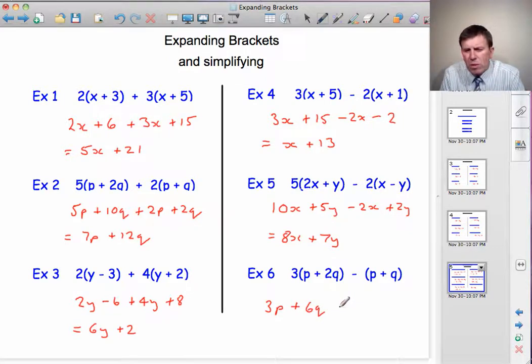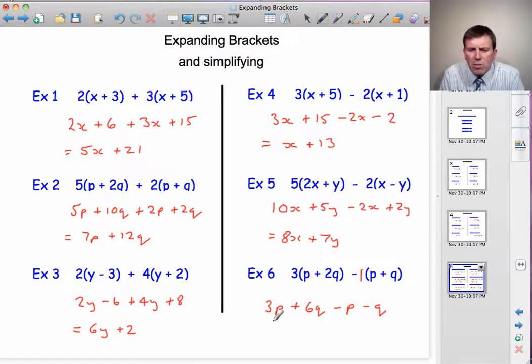Now then, what about this last one? There's no number in front of the bracket. Well, we can think of that as minus 1 times the bracket. And so the minus sign causes the signs inside the bracket to change. Minus 1 times p would be minus p. And minus 1 times plus q would be minus q. So in effect, when you subtract a bracket, when you take the bracket off, it just causes all the signs inside the bracket to change. Instead of p plus q, we've got minus p minus q.